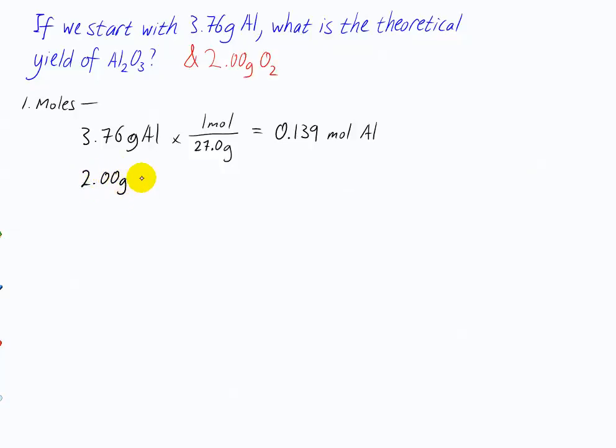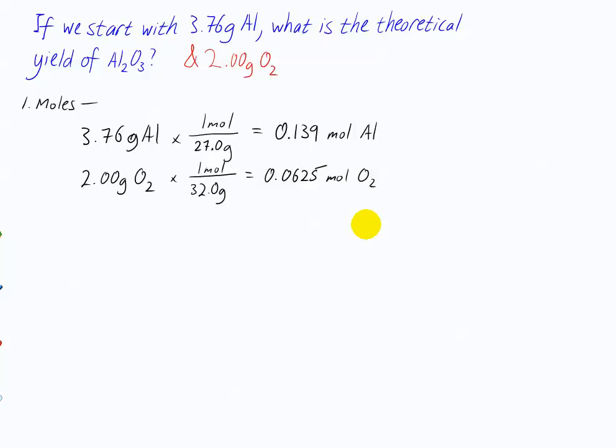2 grams of O2. Molecular weight of oxygen is about 32 grams per mole. We get about 0.12. Yeah, 1/16 moles of oxygen. All right.